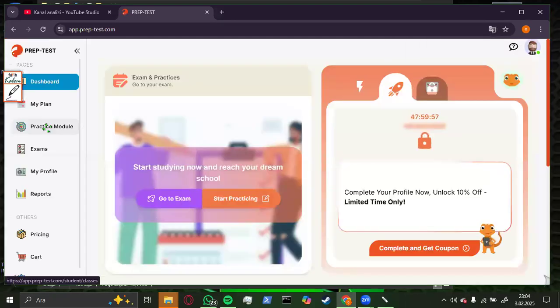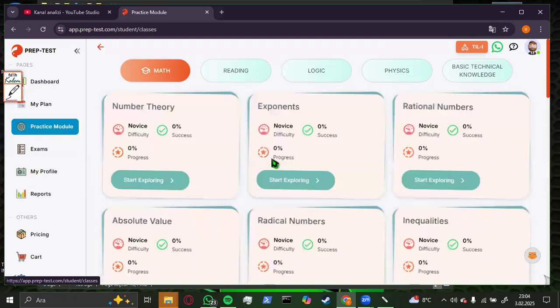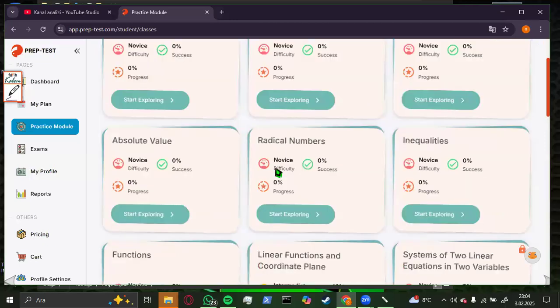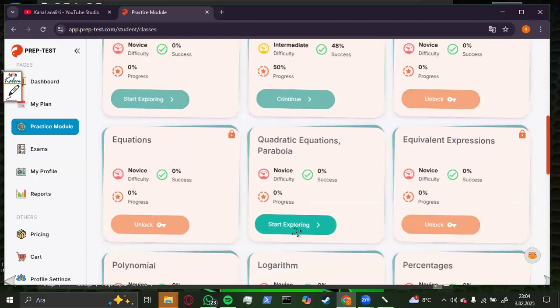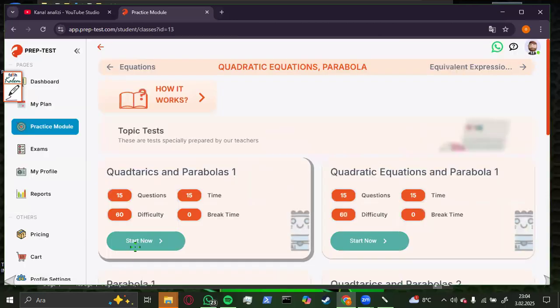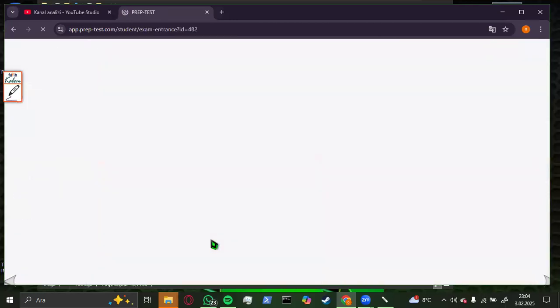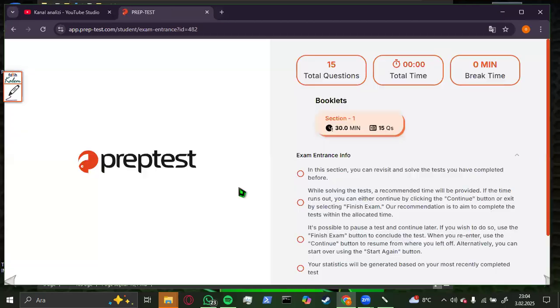Okay, let's practice. Look at the practice module. And yes, quadratic functions here. You can also check other questions.